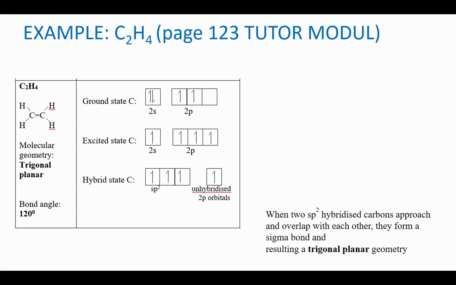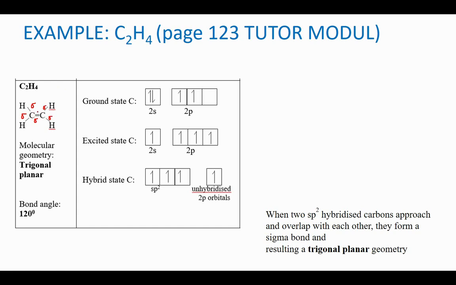Now let's continue with the next example, C2H4. This is in page 123 in your module tutorial. So this is the Lewis structure of C2H4. So here we can see that there are three sigma bonds in each carbon atom. So this carbon has three sigma bonds. This carbon also has three sigma bonds.